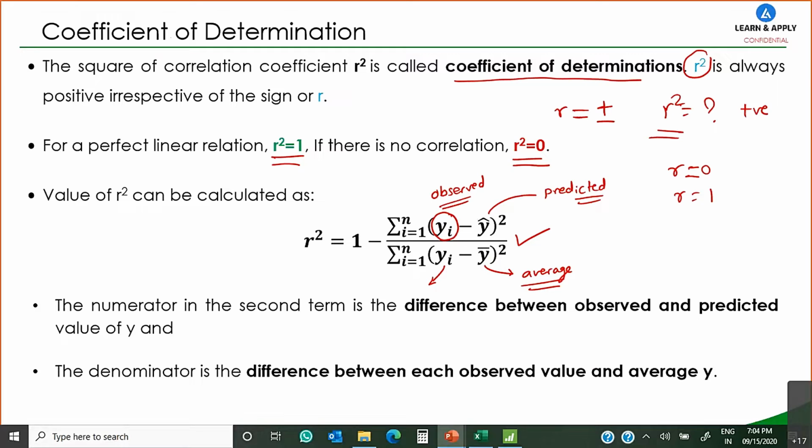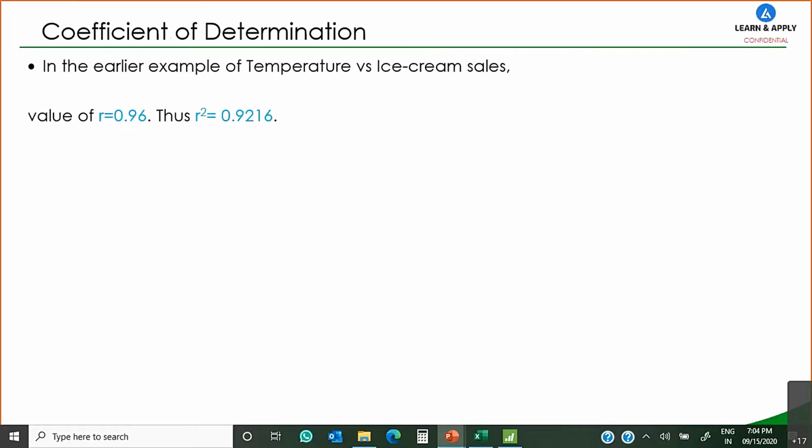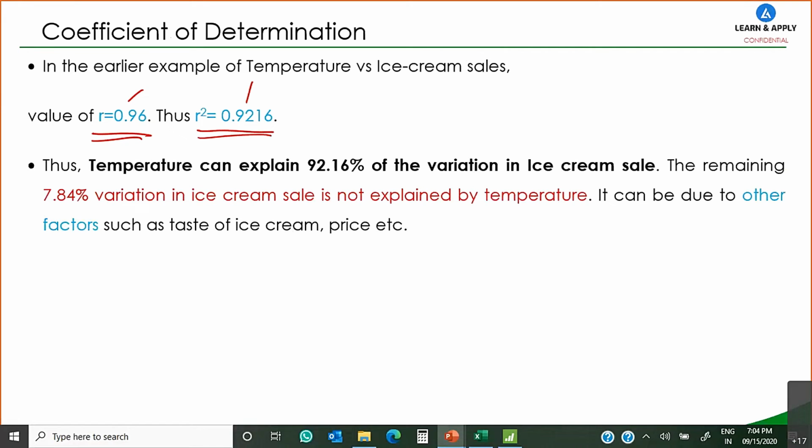Similar to R, we can also calculate R square by using this formula. Before that, let's understand the difference between R and R square. In the earlier example of temperature and ice cream sales, we had seen R is equal to 0.96. If you square this term, R square comes to 0.9216. So what is the difference between R and R square, and how do we interpret them? Let's see. Looking at the R square value, the temperature can explain 92.16% of the variation in the ice cream sales.